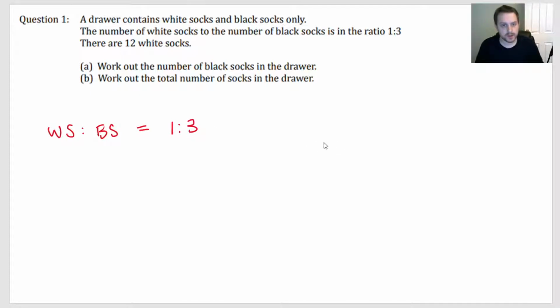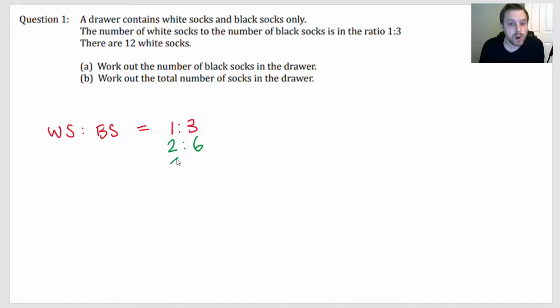Now what this means is every time we have one white sock, there will be 3 black socks. So there could be 1 white sock and 3 black socks. There could be 2 white socks, but then if there were 2 white socks, how many black socks should there be? Well, there'll be 6. And if you've watched my video on sharing into ratio, you will have seen me do this with other examples.